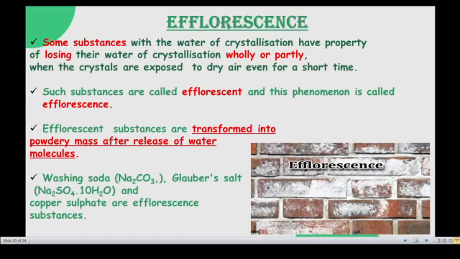So efflorescent substances are transformed into a powdery mass after release of water molecules. For example, washing soda, Na2CO3, that is sodium carbonate. And then Glauber's salt, Na2SO4 sodium sulfate dot 10H2O, and copper sulfate are efflorescent substances.